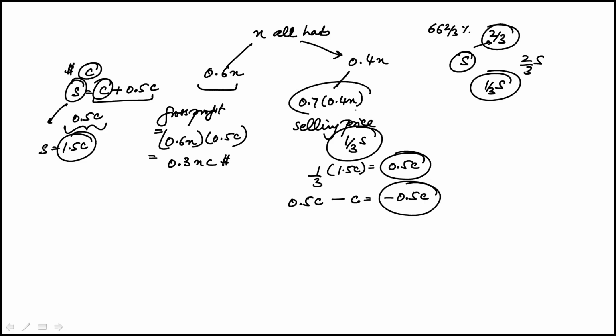And I have to multiply it by this number, which is 0.28 N, to give me the gross profit. I'll retain the negative sign. And this is going to be minus 0.14 NC in dollars.